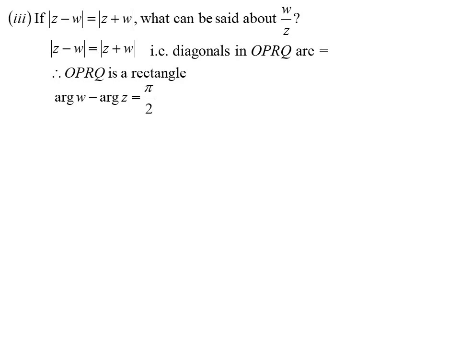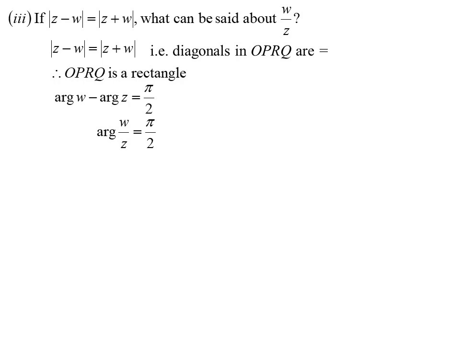That would be the angle in the rectangle. The angle between the two vectors would be the difference in their directions, or the difference in their arguments. So the argument of w minus the argument of z is pi on 2. Using our rules, that means the argument of w divided by z is pi on 2.